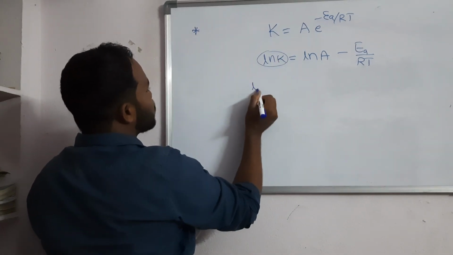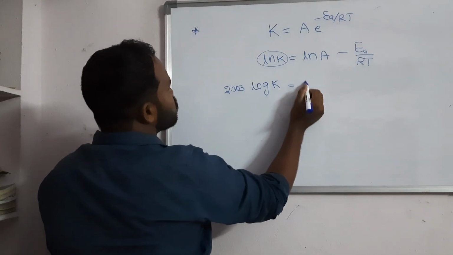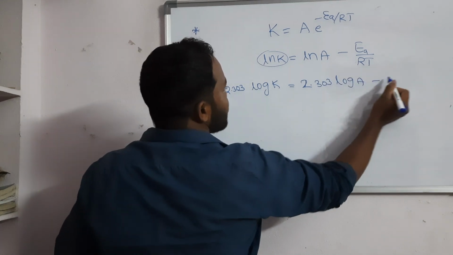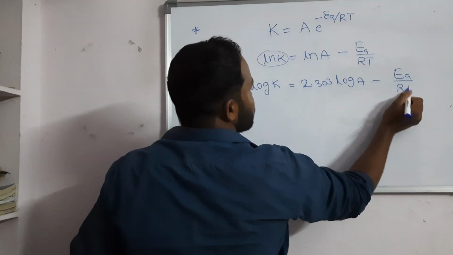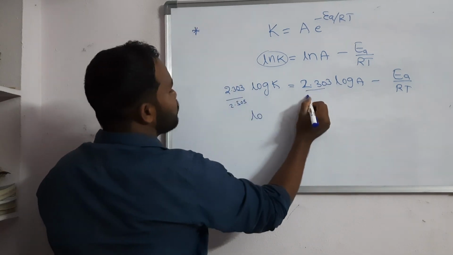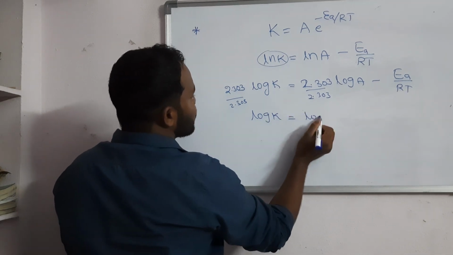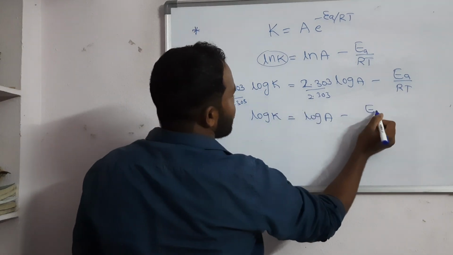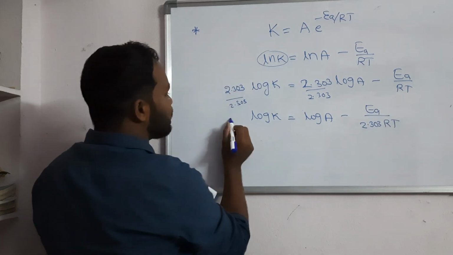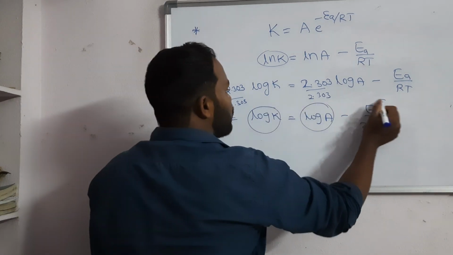Here ln K means you can write 2.303 log K is equal to 2.303 log A minus Ea by RT, right? If you divide both sides by 2.303, you will get log K is equal to log A minus Ea by 2.303 RT. This is the equation they gave. Some value they gave here, some value they gave here. Now we have to compare.